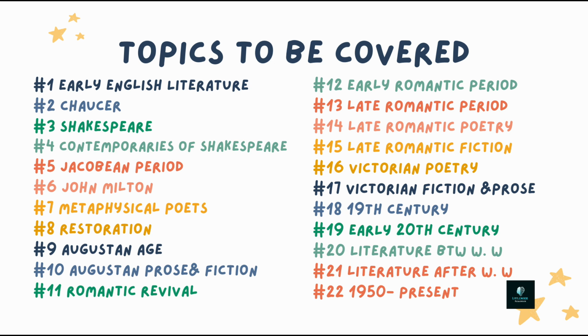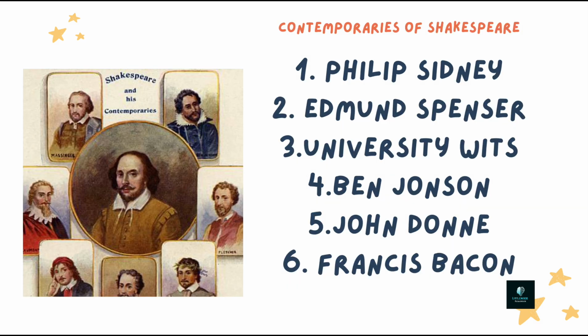You can skip the first three topics: early English literature, Chaucer, and Shakespeare, and start with the contemporaries of Shakespeare. Here you have the writers Sidney, Spenser, Jonson, Donne, Bacon, along with the University Wits: Lyly, Peele, Kyd, Lodge, Greene, Nashe, and Marlowe. One thing you can do is simply make notes on all these writers and their works in chronological order.